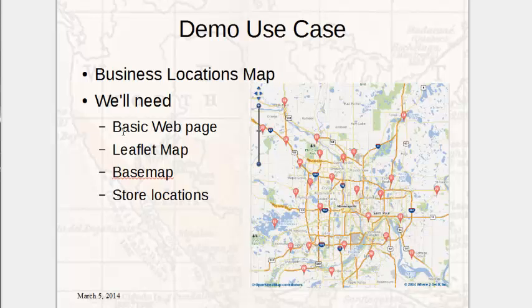So we're going to make a basic web page. We're going to add a basic Leaflet map, add the base map, and then add the store locations to the map. This screenshot is the map that Culver's has on their website, and ours will look fairly similar.